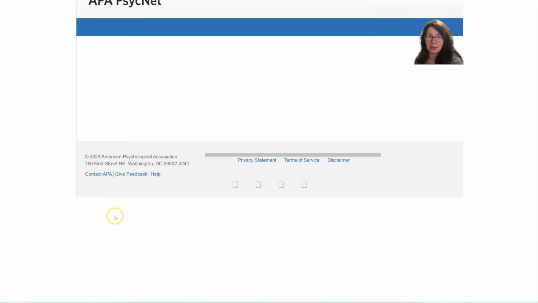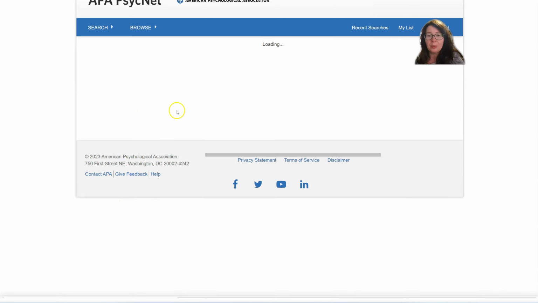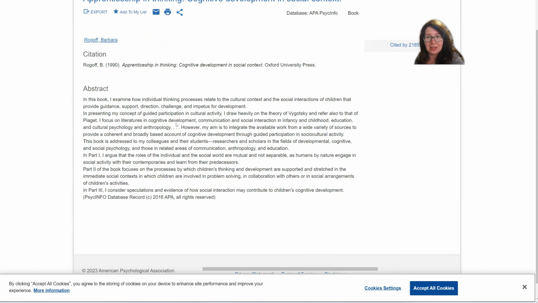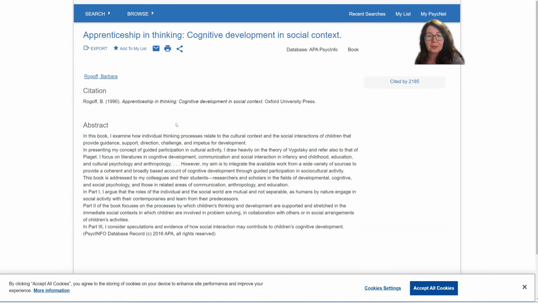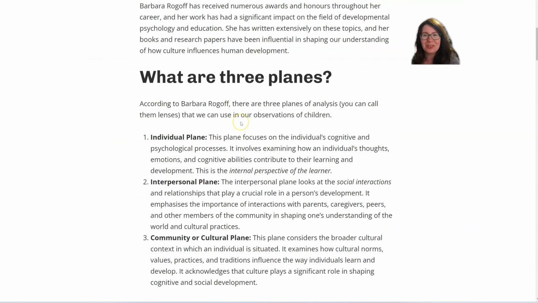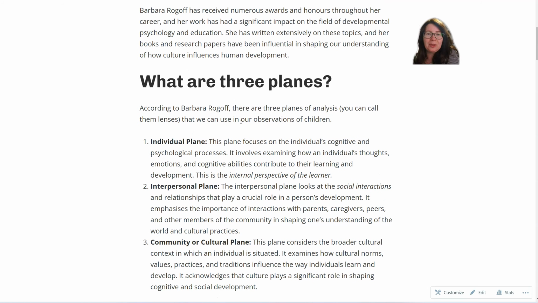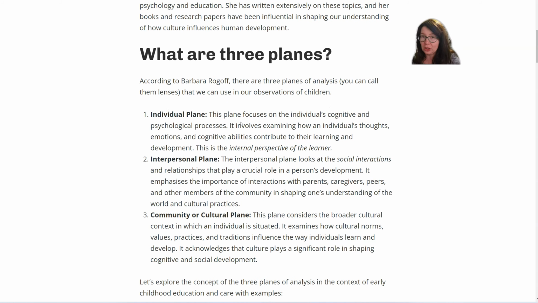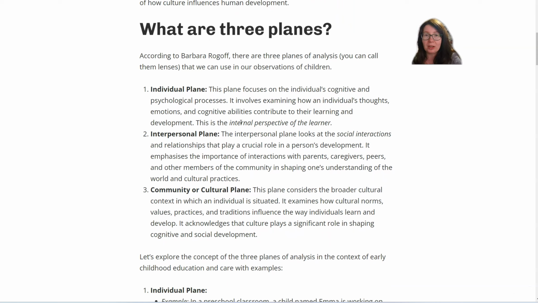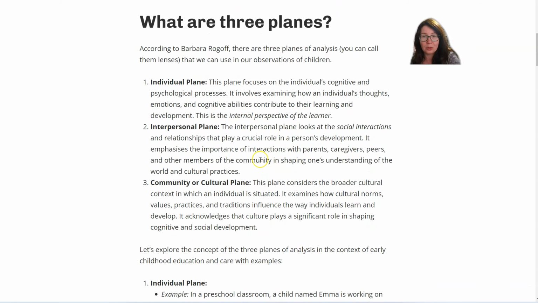You can read the one that I was just talking about, Apprenticeship in Thinking. That's definitely an article that I would start with. Apprenticeship in Thinking. Here, this is the article. Yeah, so you can add it to your list and read it. It's really, really great. All right, going back to the application of this beautiful researcher's work in the field of developmental psychology and education, because you will find a lot of research by this author.